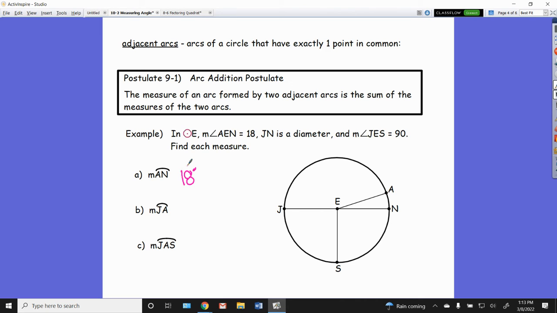Most of you picked up on that right away. When it tells you JN or anything is a diameter, that means a semicircle is automatically present. So 180 minus that 18 is going to be 162 degrees. Then JES is 90, which means arc JAS is going to be the whole circle minus the 90. 360 minus 90 is 270. Good job.